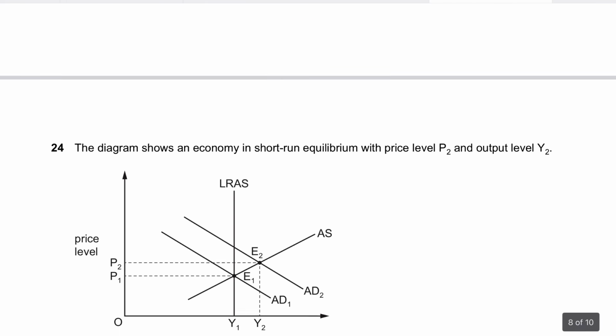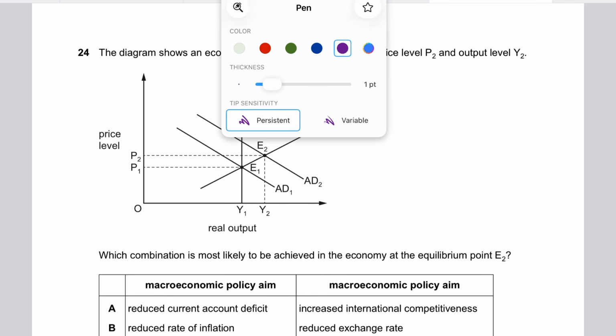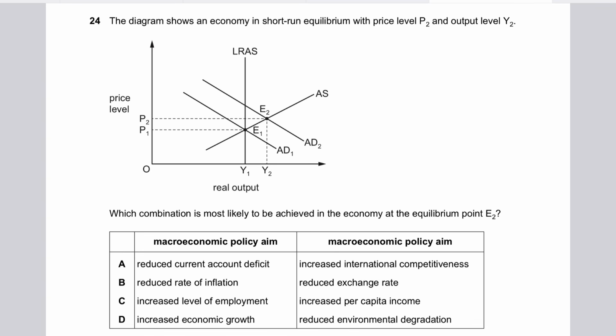Moving on to question number 24, it says the diagram shows an economy's short-run equilibrium at E1, price level P1, Y1, and obviously the equilibrium has changed to P2, Y2. Which combination is most likely to be achieved in the economy at equilibrium E2? Now, since AD is going up, it could represent a sign of economic growth. So the answer, by the way, is C for Charlie, but let's see why it is C first.